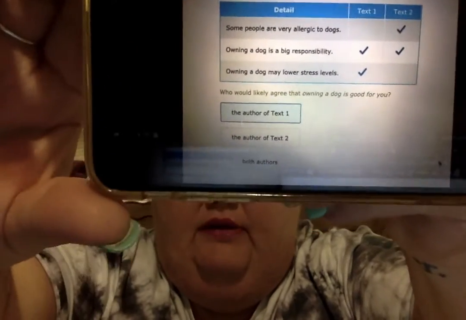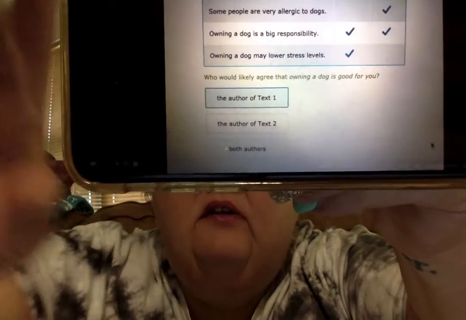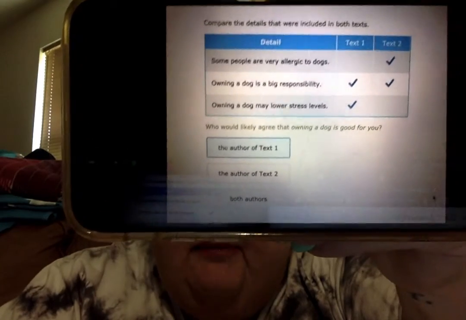Okay, so the last step that we talked about, when you have to compare the 2 texts and choose what they have in common. Here are our details. I don't think that you guys will be able to see this because it's on my phone. I know. Oh, look. Well, it may be flipped. Maybe not. Okay, see, it's a table.